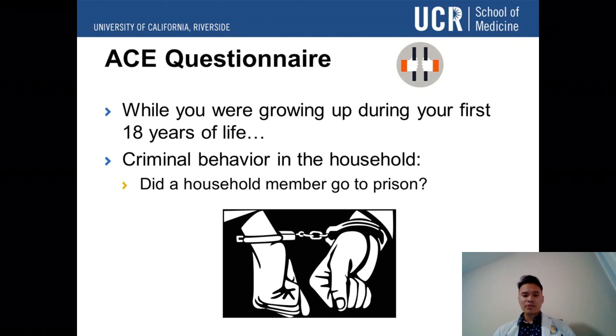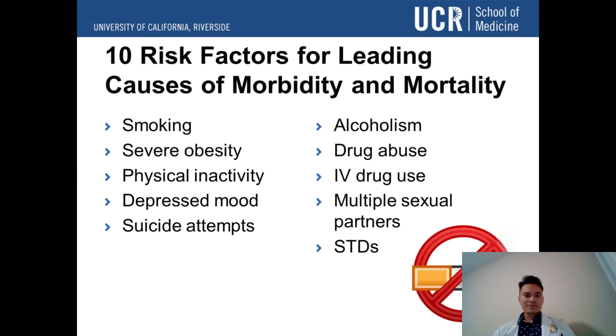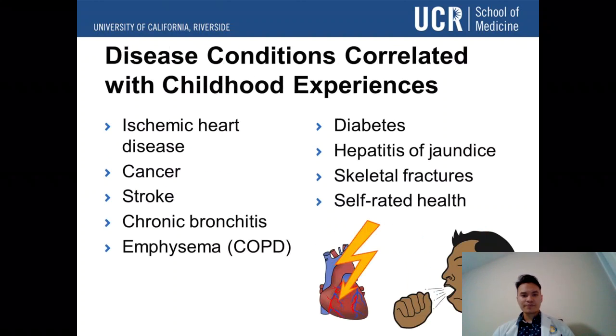Criminal behavior in the household. So did a household member ever go to prison? And that's the end of the questionnaire. What happened was we found that there were 10 risk factors acting as the leading causes of morbidity and mortality. These risk factors were smoking, severe obesity, physical inactivity, depressed mood, suicide attempts, alcoholism, drug abuse, IV drug use, multiple sexual partners, and STDs.